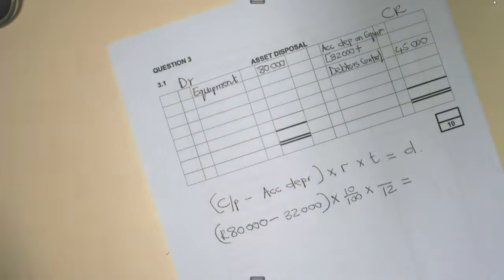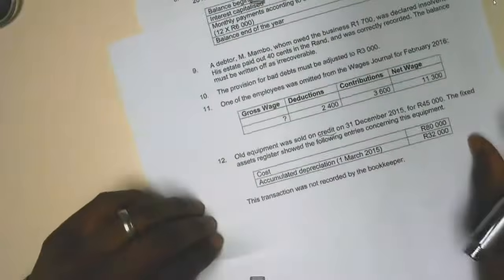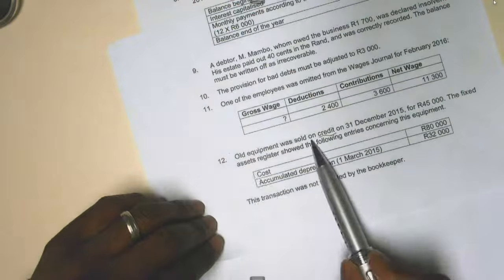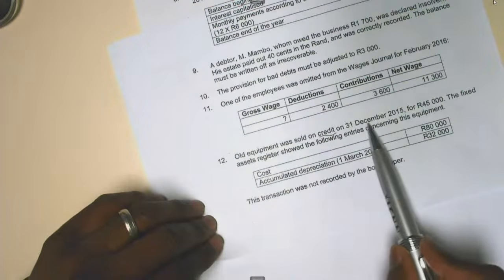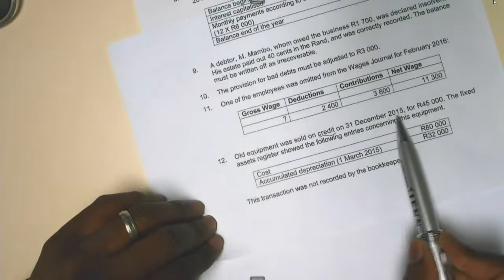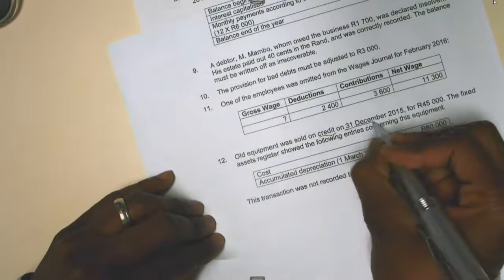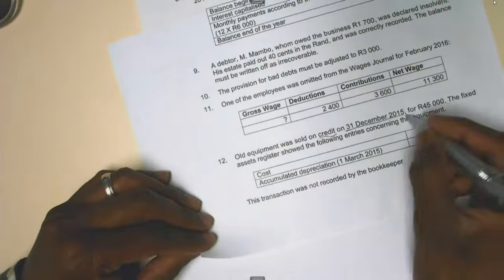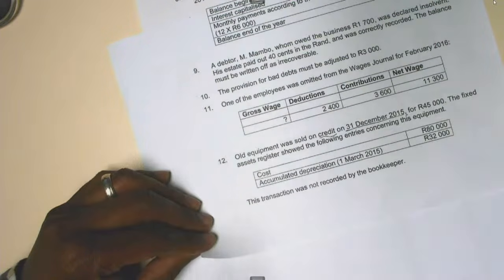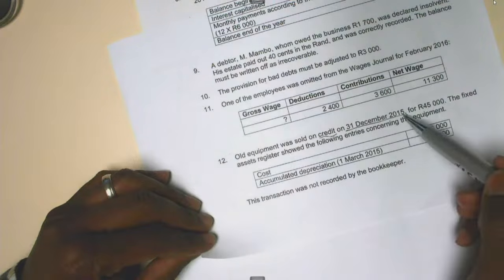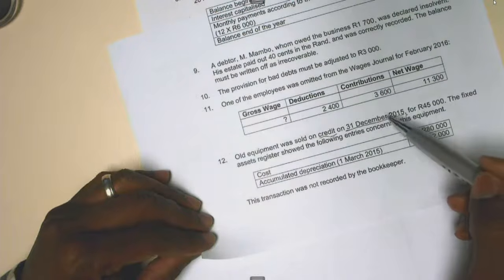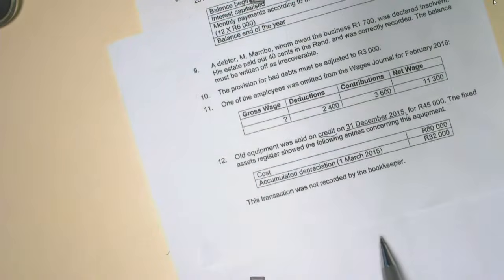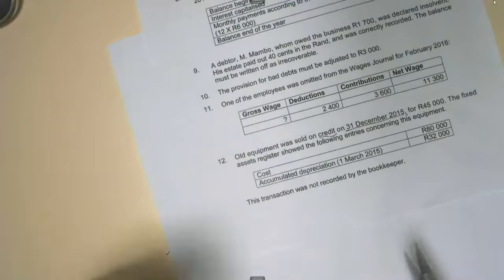You go back to your set of information, you check. This old equipment was sold on the 31st of December 2015, which means on this particular date, this asset is now gone. We no longer have it. But it means we used it from the 1st of March until the 31st of December 2015.